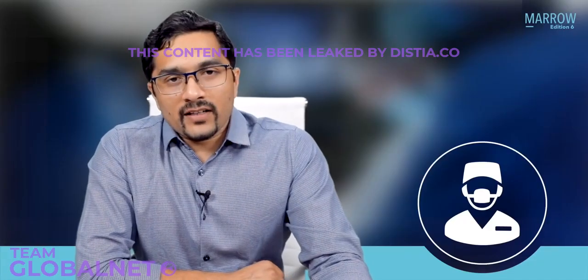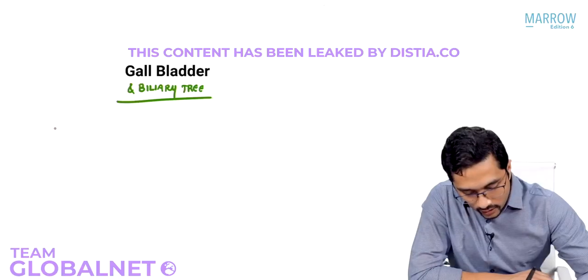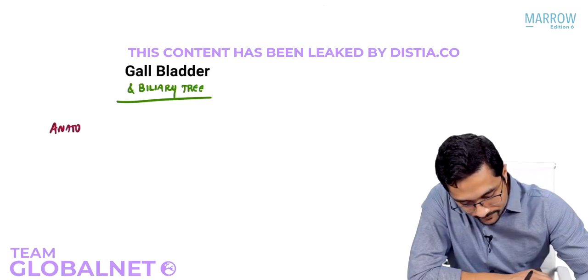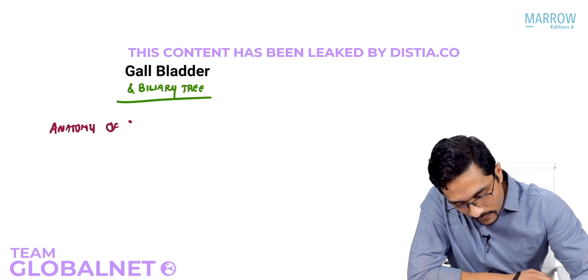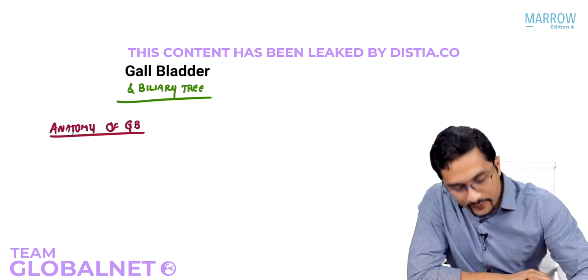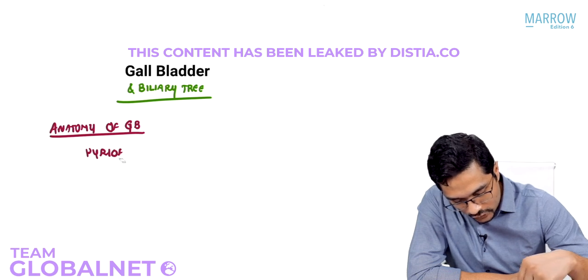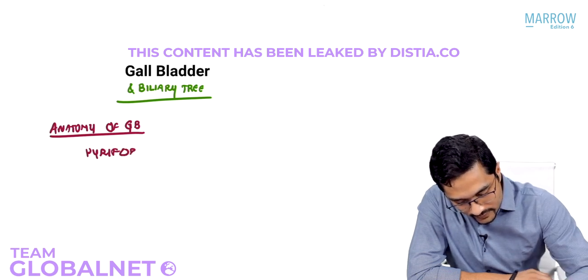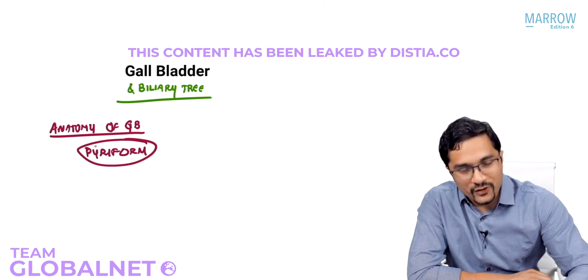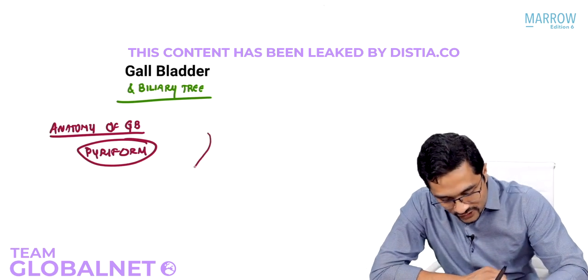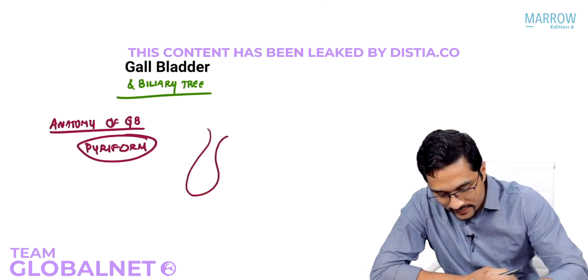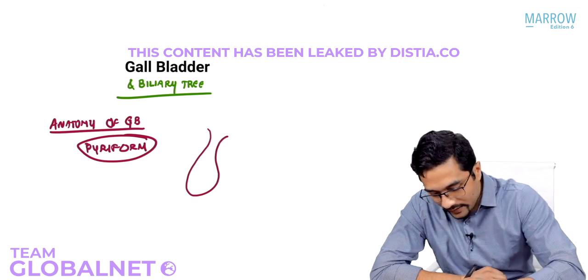So let's talk about the gallbladder and biliary tree now. First, let's talk about the anatomy of the gallbladder. Now, you know that the gallbladder is pyriform in shape, right? It is pyriform in shape. I'm sure most of you are aware of this, but the reason why I'm telling you this is that there are two things.